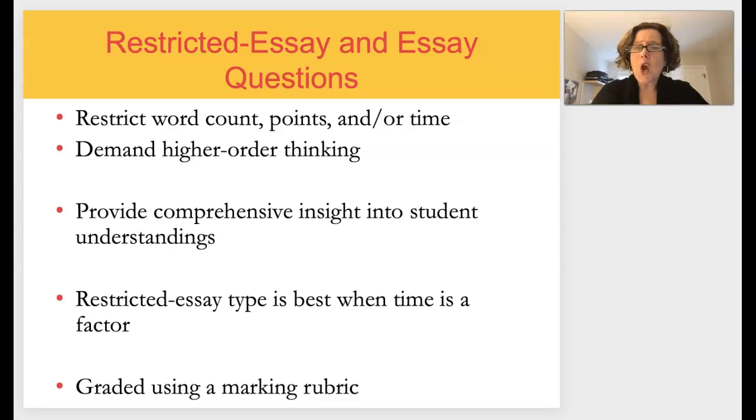The next one provides comprehensive insight into student understanding. This is where I really figure out if you understand the concept, in your essays. If you ramble on and keep repeating yourself, I'm like, they don't really understand. But if you go boom, boom, boom, through the points, it's like, okay, they understand. The restricted essay type is best when time is a factor. When we're back on campus, you'll have 75 minutes to do some evaluations, but not all. And it is graded using a marking rubric.